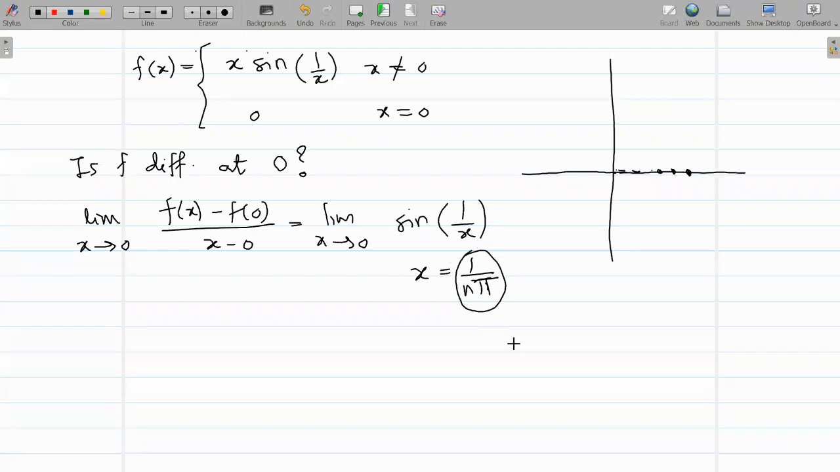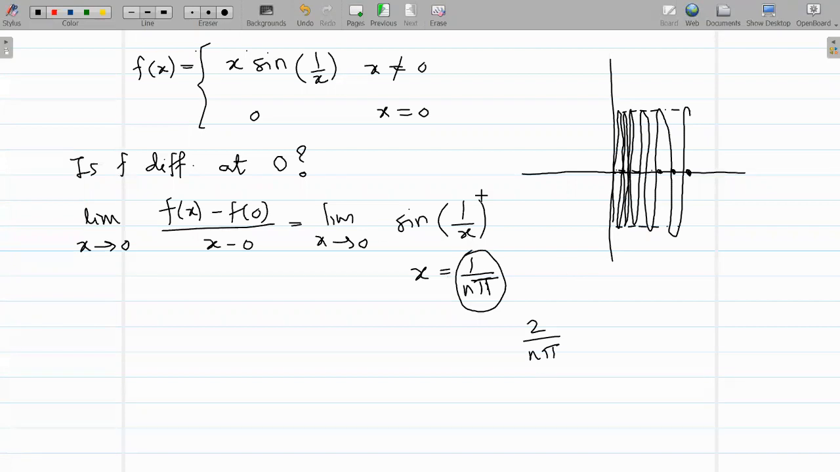Whereas if you look at 2 by n pi, for n odd, then the value is 1. So there are infinitely many points where it is 1 also. And there are infinitely many points where it is going to be minus 1 also. So it will be like a hugely oscillating function. And as you go closer to 0, there are more and more oscillations. Such a behavior sine 1 by x has, and hence the limit does not exist.